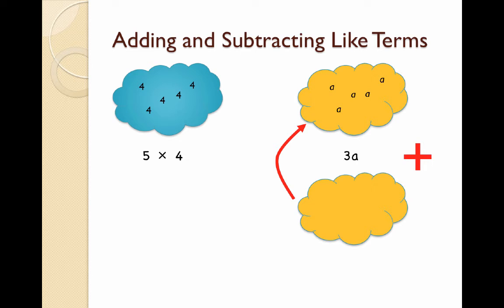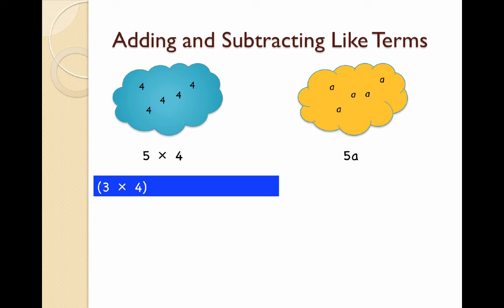So how many a's do I have in that yellow cloud at the top now? Well, I have 5 a's. So in this first blue cloud, I started off with 3 4s, I added on 2 4s, and now I have 5 lots of 4. Just like with the yellow cloud, I started off with 3 a's, I added on 2 a's, and then at the end I had 5 a's. It's a lot easier to write 5a than it is to write 3a plus 2a.